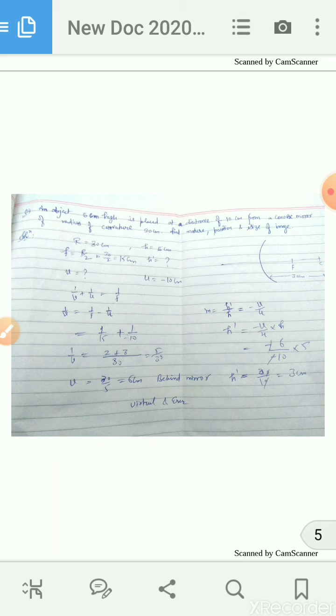Next question is based on the convex mirror. An object 5 cm high, that means h is given, is placed at a distance of 10 cm from a convex mirror of radius of curvature 30 cm. Radius of curvature is given. We can easily find the focal length by the formula f = r/2, that is 15 cm. As the mirror is convex, it is positive. We have to find the nature, position and size of the image.